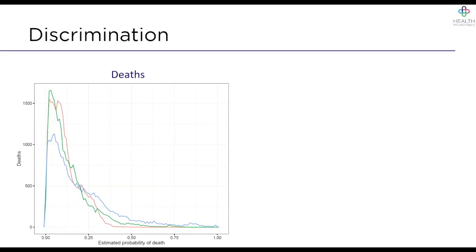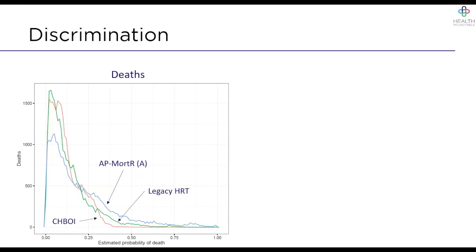Discrimination has been described as the willingness of a model to go out on a limb. So how willing is your model to say, yep, this patient is going to die? Well, here we have a chart showing all the deaths in the validation set. We have estimated probability of death along the horizontal axis, and the vertical axis is the number of deaths. So the AP-MortR model is the blue line, and as you can see, for the patients who actually died, the AP-MortR model was much more likely to assign a high level of risk to that patient.